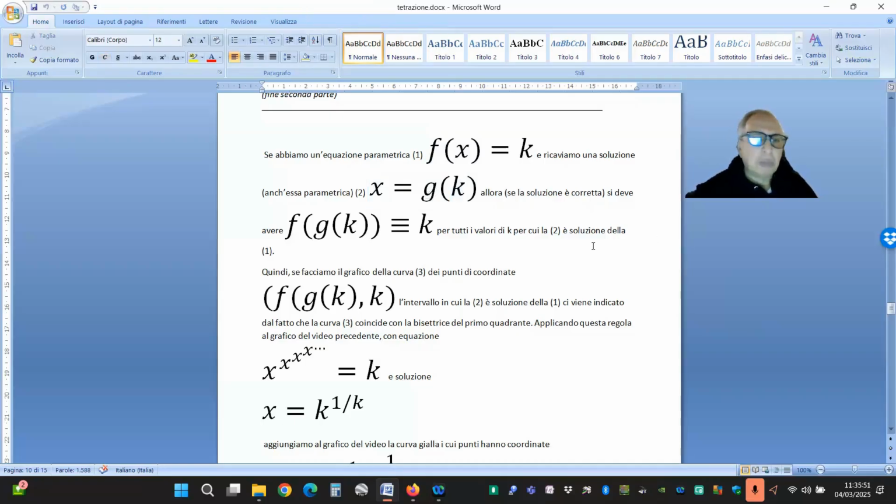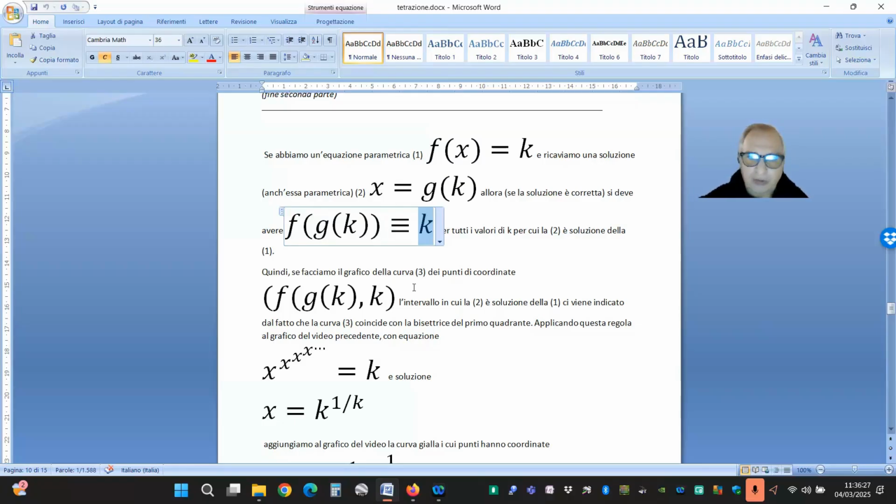Now, if we reflect on one thing, if we calculate the function f at the point g of k, the value we must obtain is k, always, as we vary the values that we give to this parameter k. So in reality, we essentially obtain an identity function. If we calculate f of g of k on one side and k on the other, we must obtain the same value, if everything is correct.